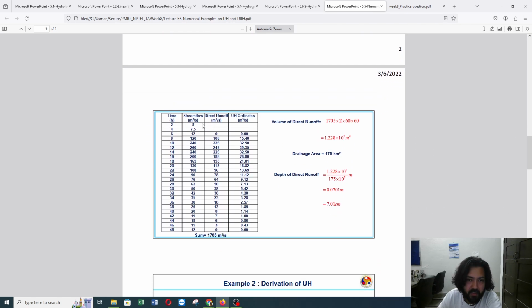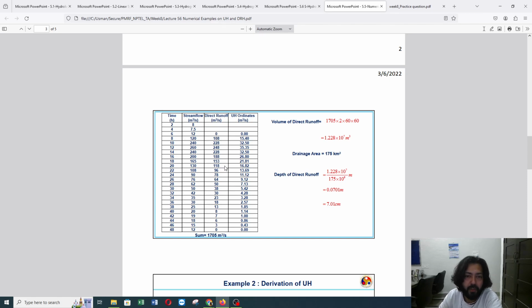So here we can see this is the stream flow data and then they have calculated the direct runoff. So how have they calculated the direct runoff? They have taken 12 as the base flow, right? So they subtracted 12 from 12 and got 0. Then we subtracted 12 from 120 and got the direct runoff as 108. So similarly, we have subtracted the value of 12 from each stream flow in order to get the direct runoff hydrograph.